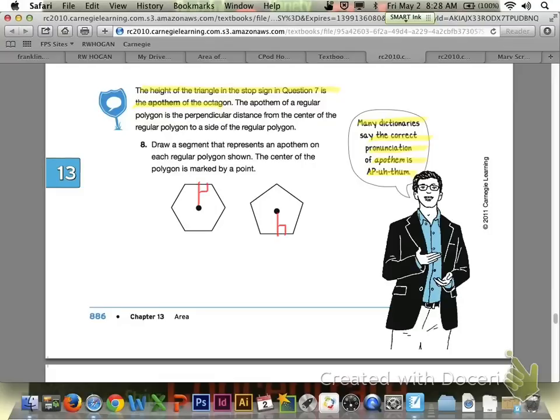Number 8 asks you to draw a segment that represents an apothem on each regular polygon shown. The center of the polygon is marked by a point. I just drew in an example of what it could look like for both of the polygons shown, the hexagon on the left and the pentagon on the right.